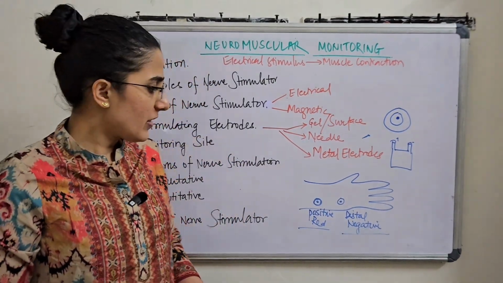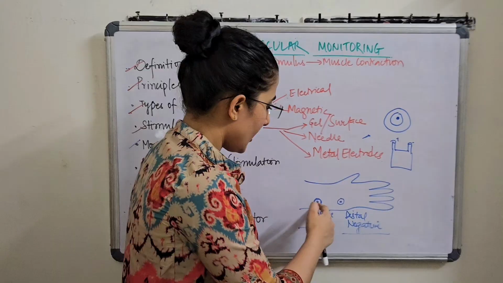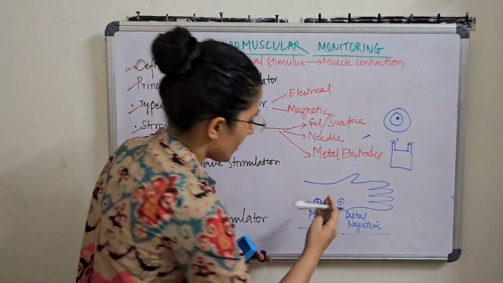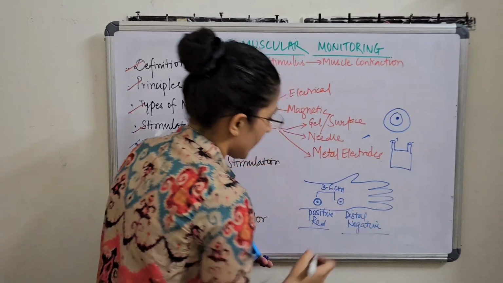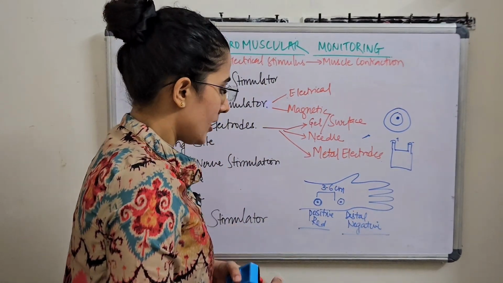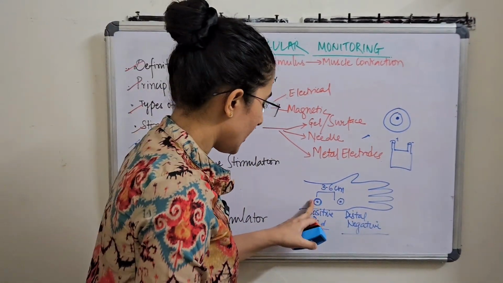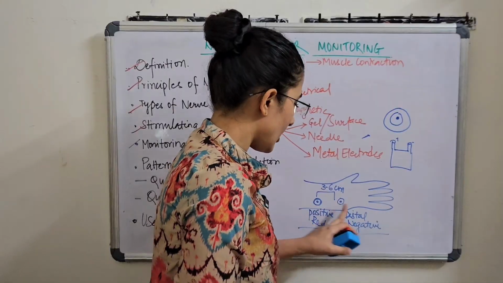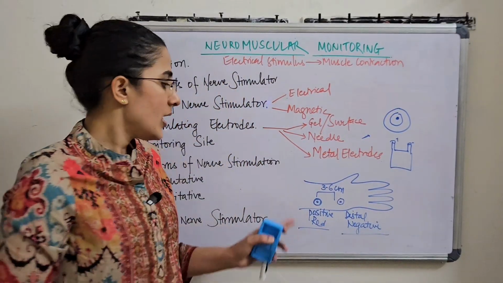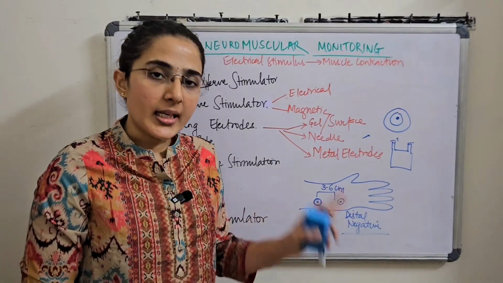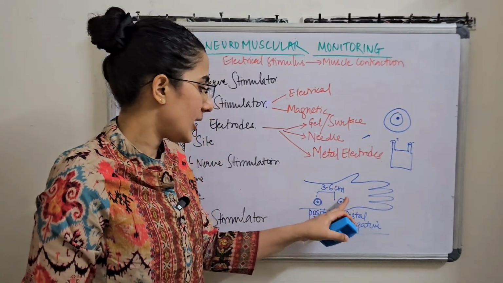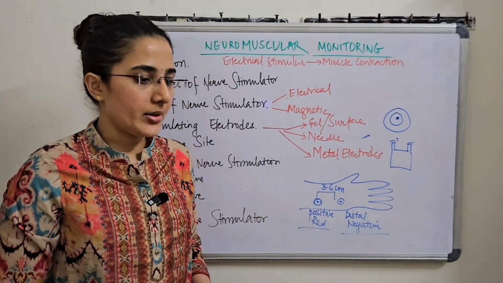Right. So whenever we place these electrodes, there should be a distance of about 3 to 6 centimeters. And always remember that before applying these gel or surface electrodes, the skin has to be wiped clean with an alcohol swab and dried properly for proper contact of these gel-based electrodes.